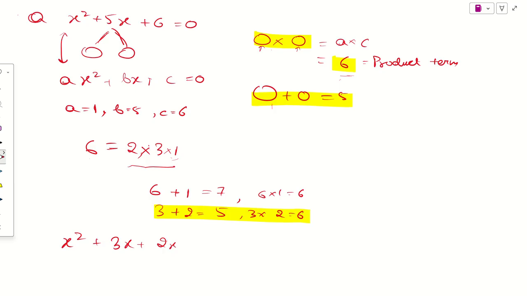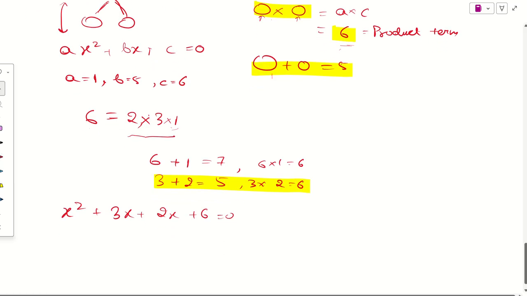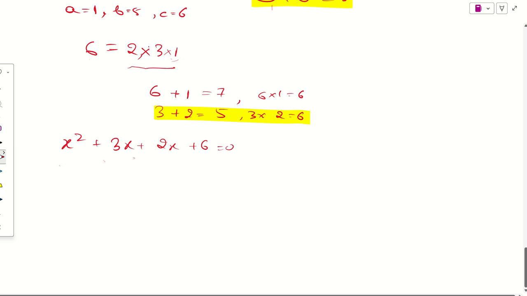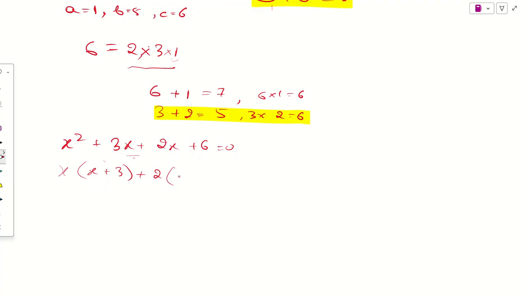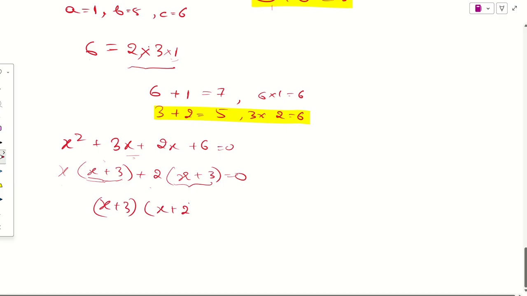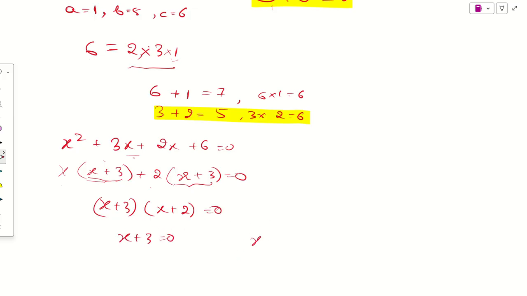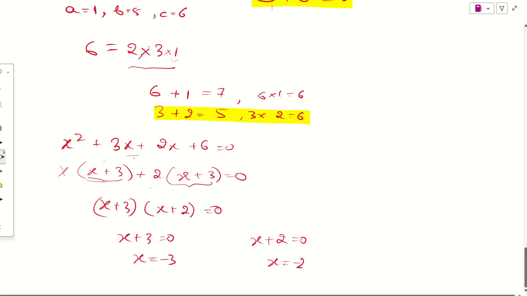x square plus 3x plus 2x plus 6 equals to 0. Now you have to take common here. First we can take x common in these two terms, x plus 3, plus 2. Here you can take 2 common, and from here you can have two factors. So these are the same factors. We are trying to make this bracket the same so that we can pull out a single common factor from here. This is your one factor, and x plus 2 is your other factor. So we know that this whole equation is equal to 0. So either this will be equal to 0 or this equals to 0. So from here you get the value of x. That is your roots.